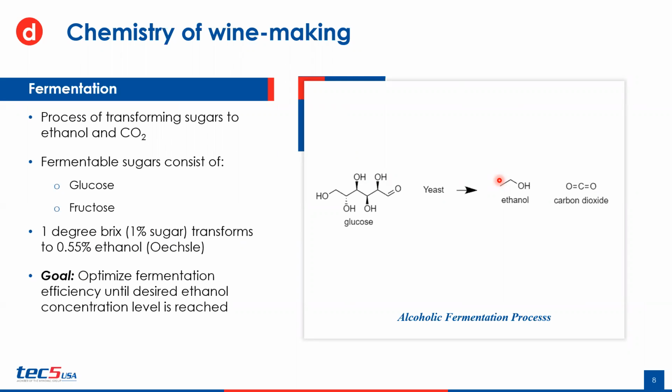This process of alcoholic fermentation is, I'm sure, very familiar to many of you that are participating today. It is the process of converting sugars to ethanol, done in the presence of yeast and forming carbon dioxide as a byproduct. Two examples of fermentable sugars include glucose and fructose, which are some of the main components. Ideally, 1 degree Brix or 1% sugar transforms to about 0.55% ethanol.